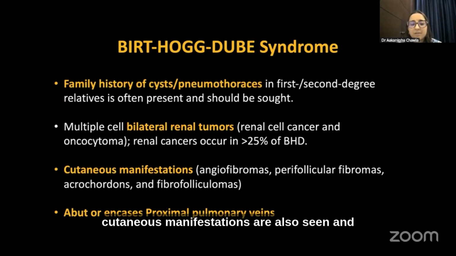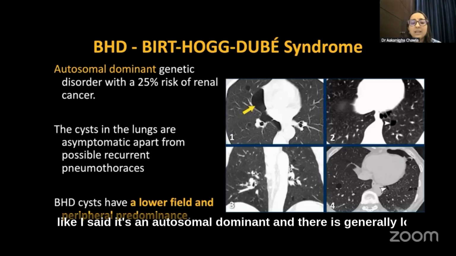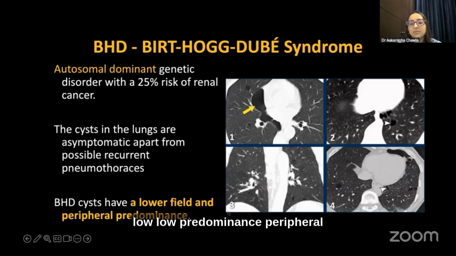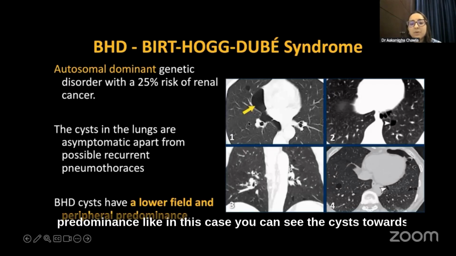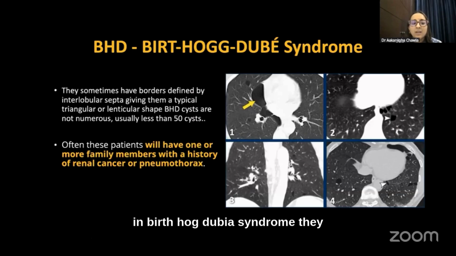Various cutaneous manifestations are also seen, and the cysts abut or encase proximal pulmonary veins. So, like I said, it's an autosomal dominant, and there is generally lower lobe predominance, peripheral predominance. Like in this case, you can see the cyst is towards the periphery in the mediastinum. Then lower zone predominance is generally seen in Birt-Hogg-Dubé syndrome. They will have a family history of a renal cancer or a pneumothorax.